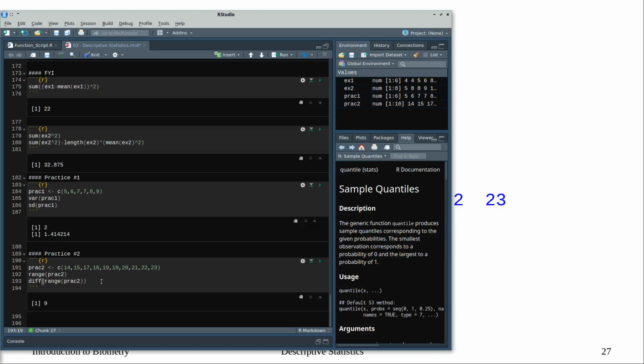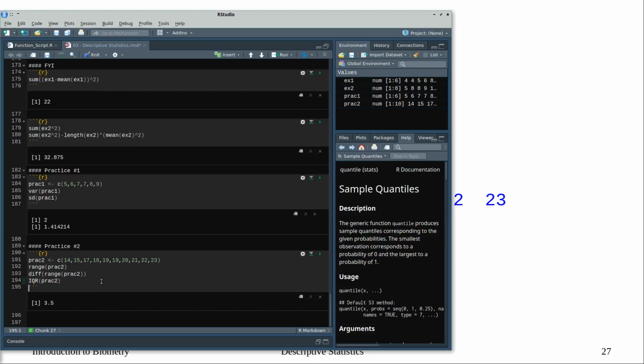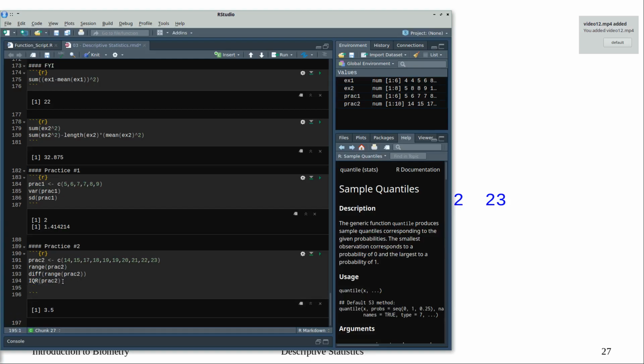What about the interquartile range? Well, we can use IQR. And what IQR gives us is the difference between the first quartile and the third quartile. Now that's not what we calculated. So the question is, did we do it incorrectly? Nope.